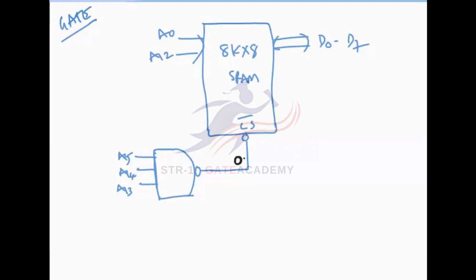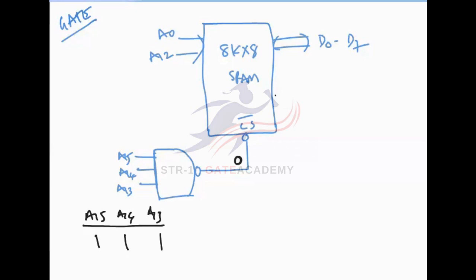When it becomes 0, if all the inputs of the NAND gate are 1, 1, 1, then only the output is 0, right? Here I am taking A15, A14 and A13, which are connected to the NAND gate. These lines should be 1, 1, 1. Then only the NAND gate output is 0, and then the memory is activated.